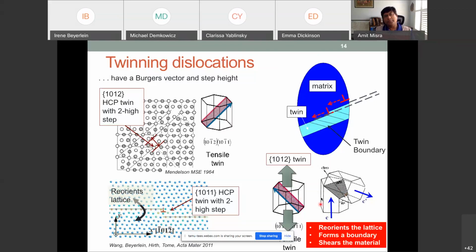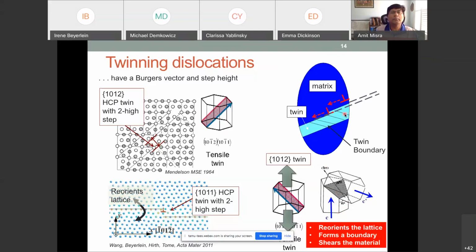So again, I'm using as an example probably the most studied twin in HCP materials, what we call the 10 bar 12 twin. It's named for the particular plane in which it acts, and the reorientation that can occur is on the order of 90 degrees. So it's a rather abrupt and large misorientation across that boundary between the twin and the matrix. So typically we think of that as a lattice change or reorientation of the lattice.